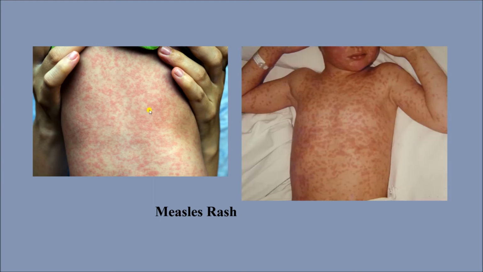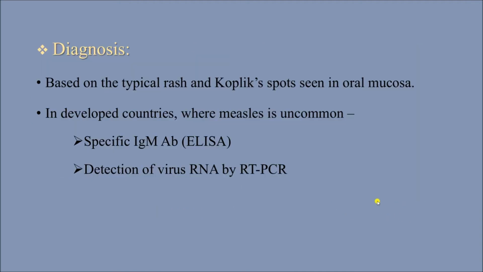As you can see, most of the places the rashes have merged. So they are confluent in nature. Here also, in a lot of places you can see the rashes have merged with each other. Individual rashes can be identified at some places here, like here, but in most of the places they are confluent.